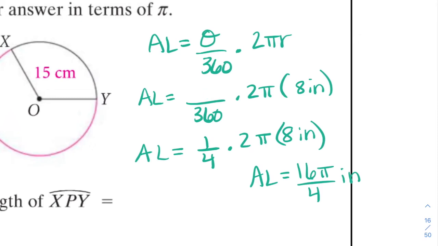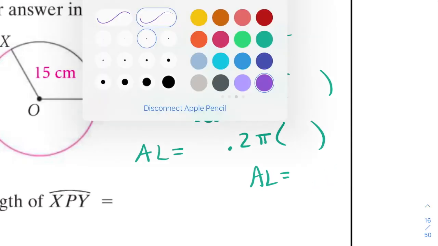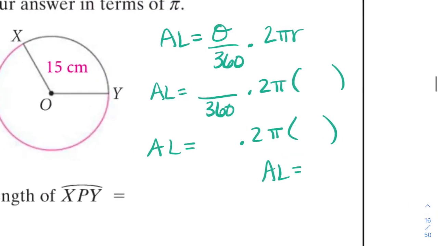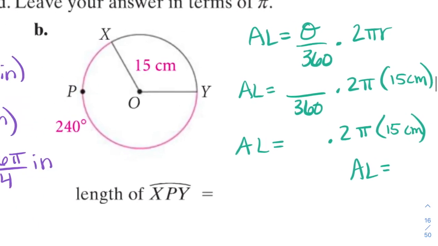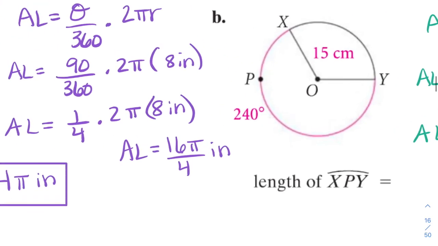So the degree measure and the radius will change. So I need to clean these up. Okay. So it looks like my radius here is 15 centimeters instead. And it looks like my arc measure is 240 degrees, which actually ends up being 2/3. So 240 ends up being, oh, let me just throw a measure on there.